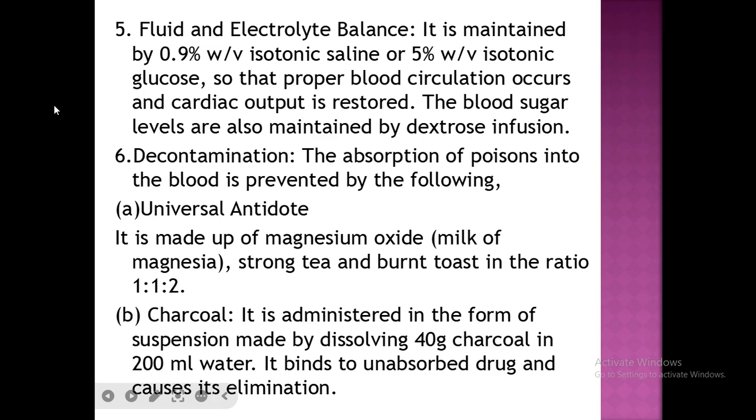Then decontamination, the next step. The absorption of poisons into the blood is prevented by the following methods. Universal antidote. It is made up of magnesium oxide, milk of magnesia, strong tea and burnt toast in the ratio 1:1:2.